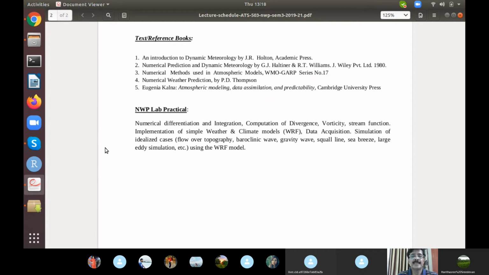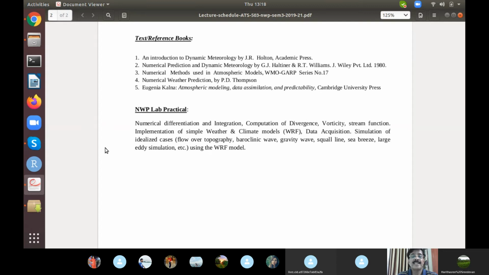Then third is Numerical Methods Used in Atmospheric Models. This is a good WMO GARP publication. This is a very important book. If you can get that from the internet, from the WMO's archive, that is a very, very good book. Then Numerical Weather Prediction by P.D. Thompson is also a very good book. Then Eugenia Kalnay. She is the author of the data assimilation book. She worked at NCEP earlier. Now she is at the University of Maryland.